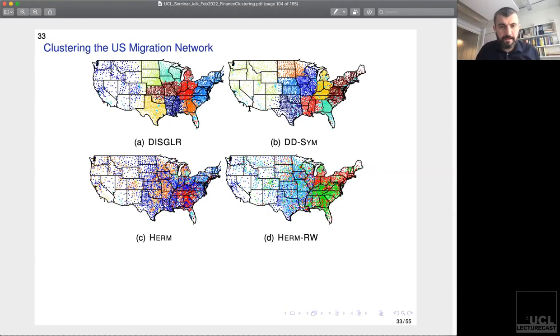Okay, and maybe I won't dwell on this too much, but in the context of this US migration network, as I said earlier, these symmetrization-based techniques actually recover clusters that align with state membership, while our Hermitian approach doesn't do so, and is actually giving clusters that exhibit a much higher pairwise imbalance in terms of the flow.